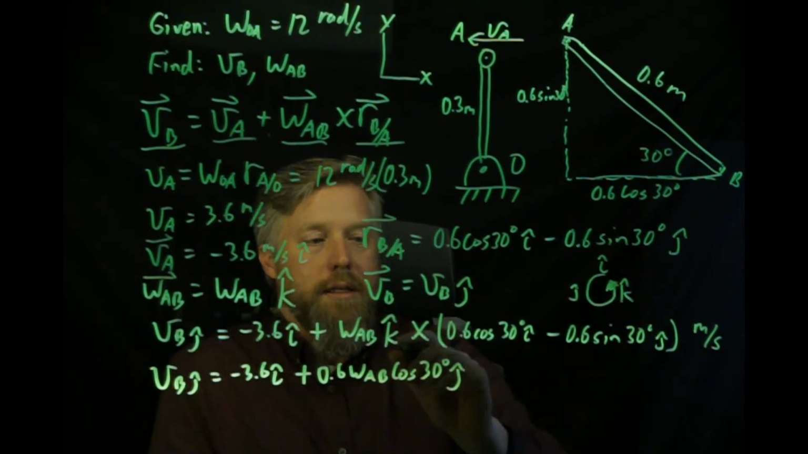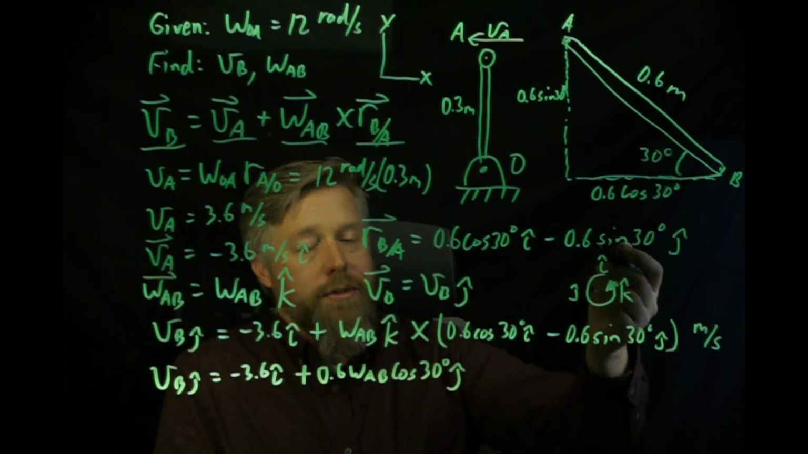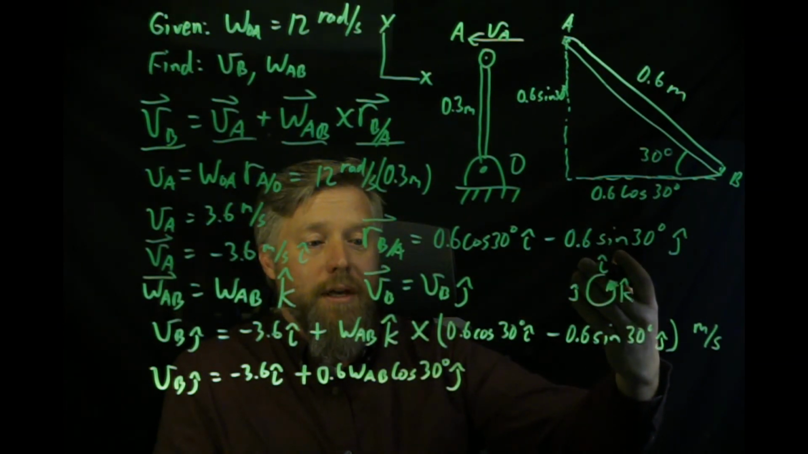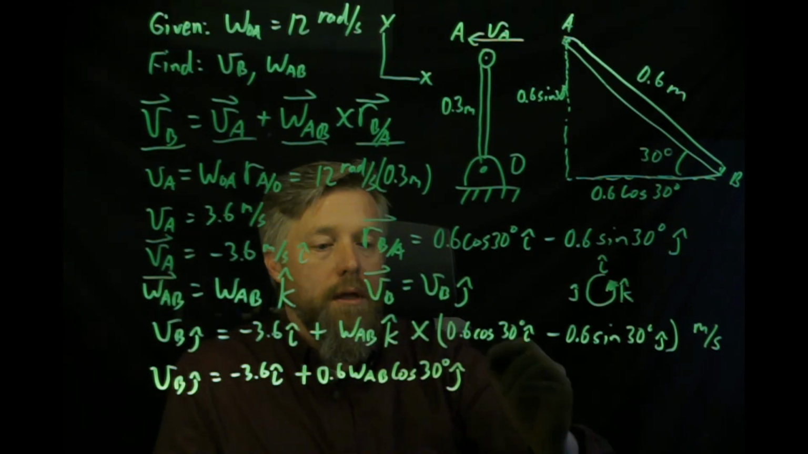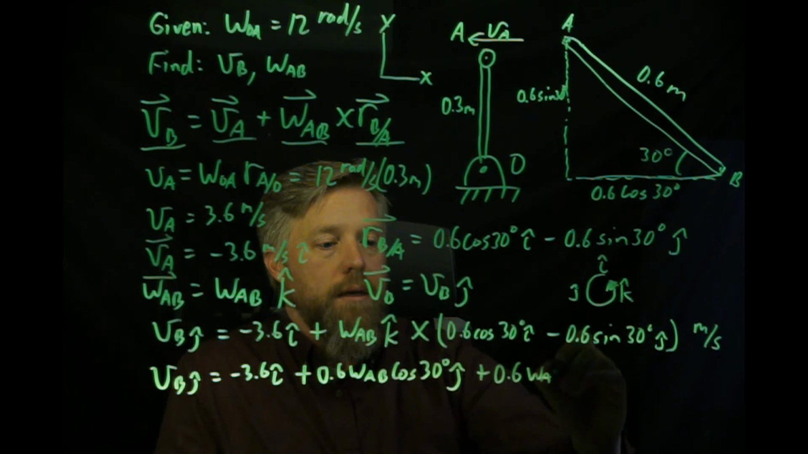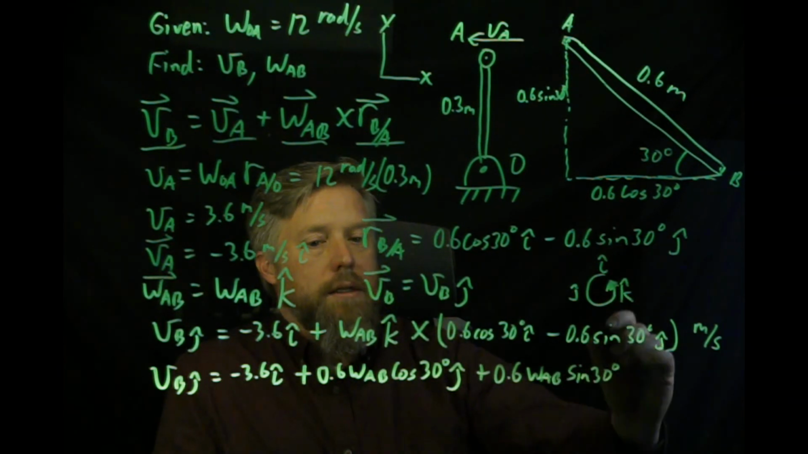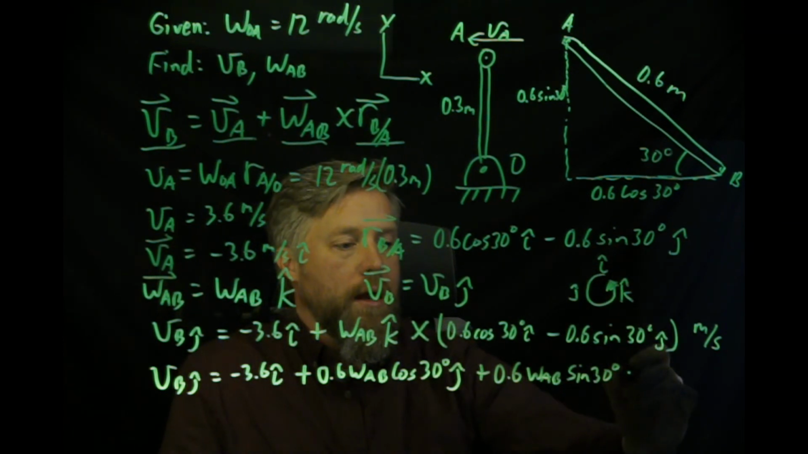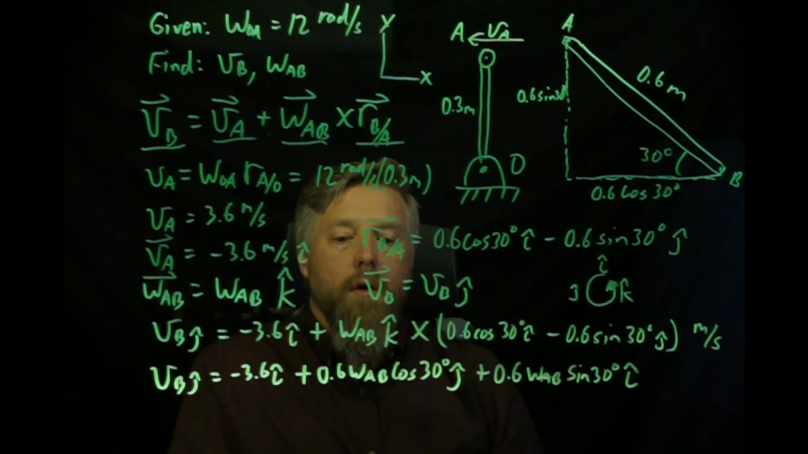OK, the next one is k crossed with j. k crossed with j goes in the opposite direction of the arrow, so I have to add a negative sign. I also have a negative sign right here. Two negatives make a positive, so I'd have plus 0.6 omega AB times the sine of 30 degrees. And it's a k crossed with a j, so I get an i. Great. We have our equation.